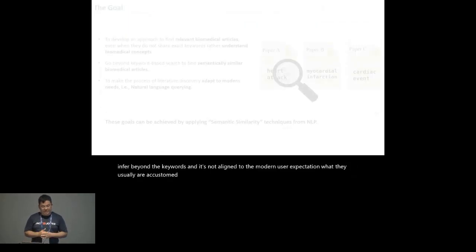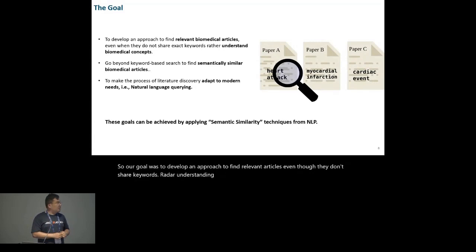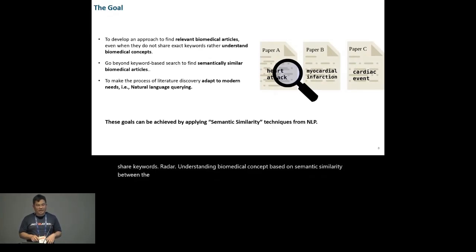So our goal was to develop an approach to find relevant articles even though they don't share keywords, and rather understand the biomedical concept based on semantic similarity between the articles. We also want it to be queried in a natural language way. All of these goals can be achieved by using semantic similarity search from NLP techniques.